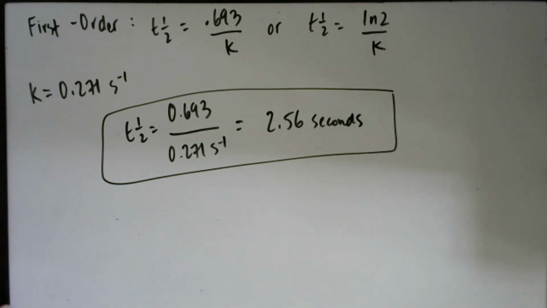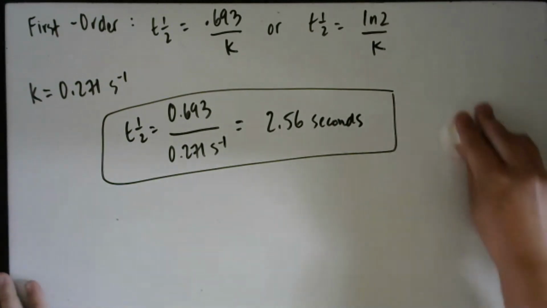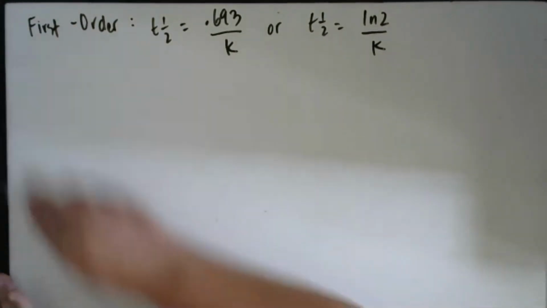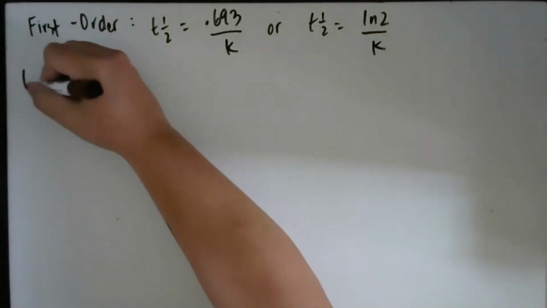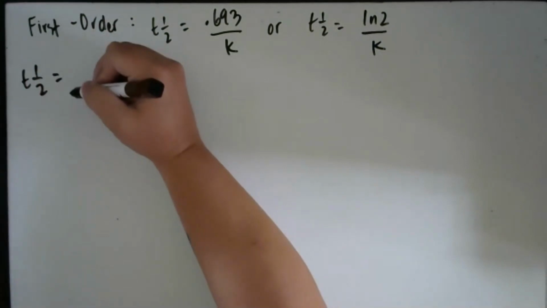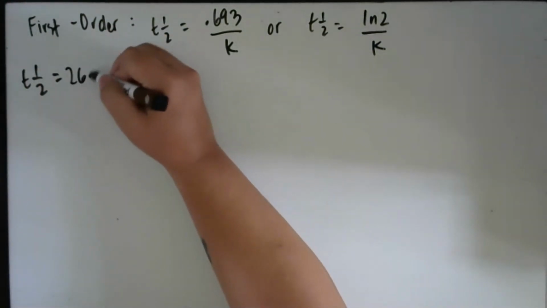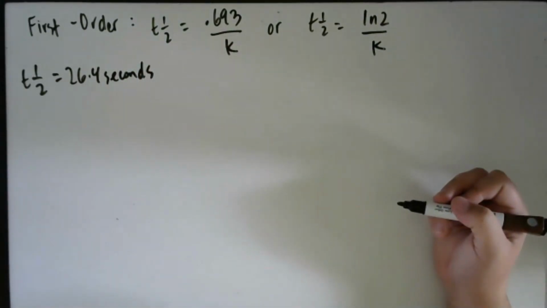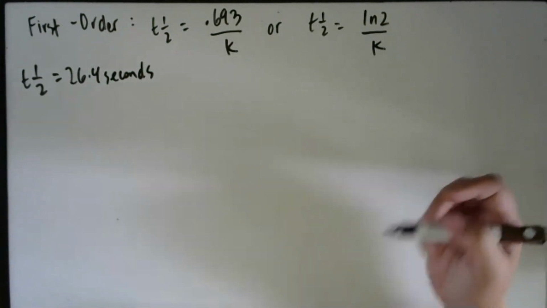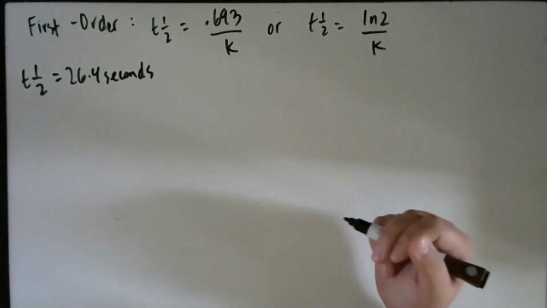The second question in this set is a little more interesting because it's not just a half-life calculation. They want us to use that half-life calculation and actually figure something else out. We're going to start with that same half-life formula though. They tell us in this case what the half-life is. They're saying that T1/2 is equal to 26.4 seconds. And then they want to know how long it's going to take for the concentration of a reaction to fall to 1/8 of its initial value.